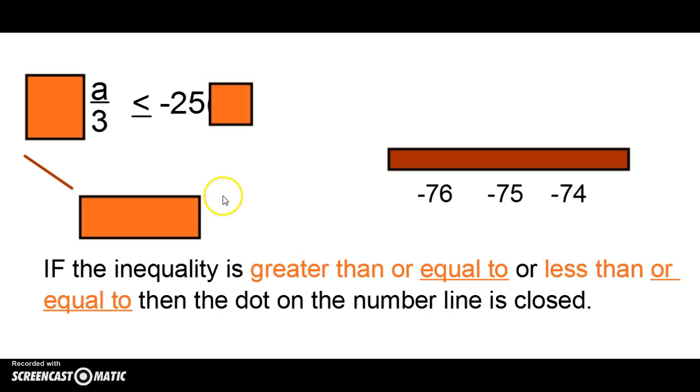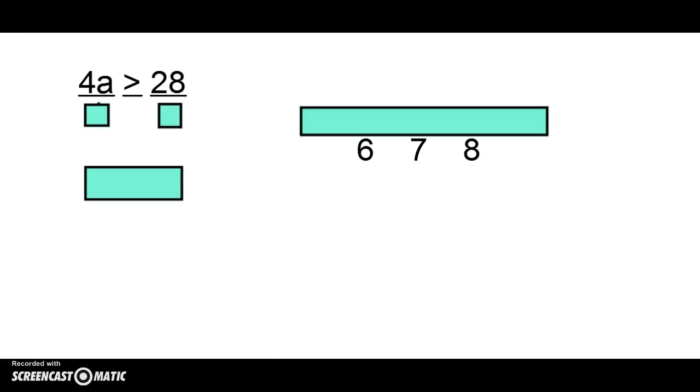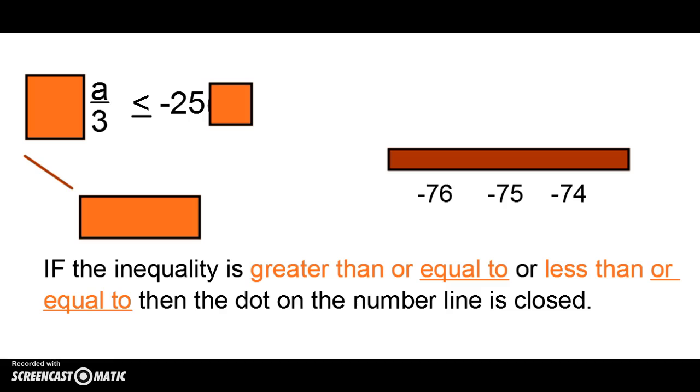All right, here is the example I was leaning toward. Because we have this less than or equal to, we will need to change the inequality when we get down here. So it's up to you if you want to listen to the whole example and then pause and write this down. But this needs to be in your notes. If the inequality is greater than or equal to, or less than or equal to, then the dot on the number line is closed.